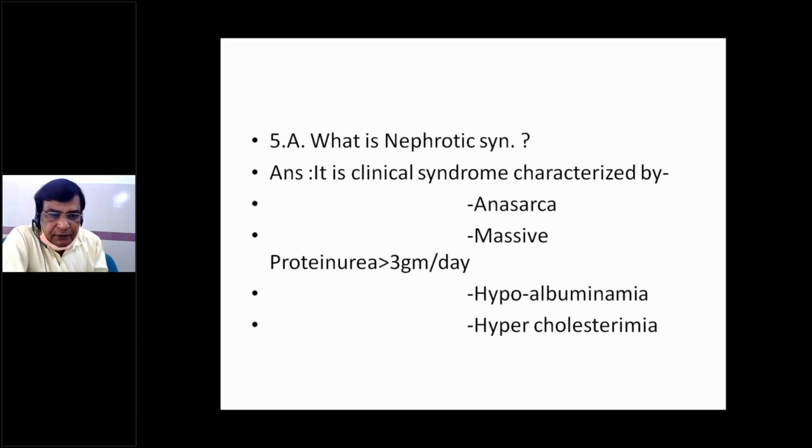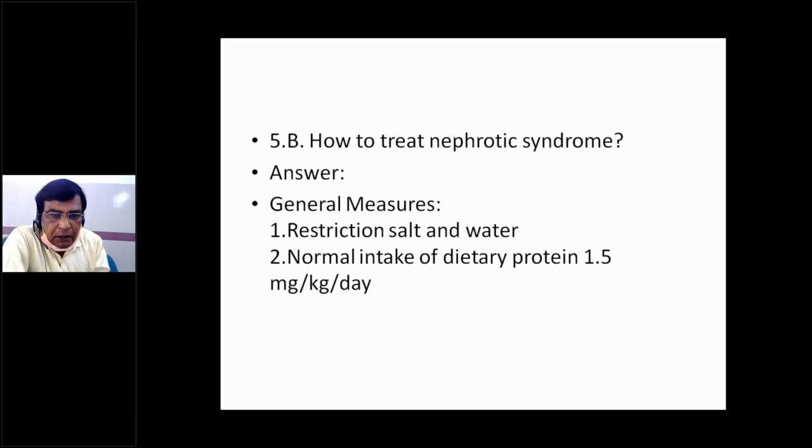Now, what is nephrotic syndrome? Nephrotic syndrome is characterized by anasarca, massive proteinuria, that is more than 3 grams per day, hypoalbuminemia, and hypercholesterolemia. How to treat nephrotic syndrome? General measures: restriction of salt and water, and no extra dietary salt should be taken, and water intake should not exceed 1 liter per day for adult, and normal intake of dietary protein 1.5 gram per kg per day.